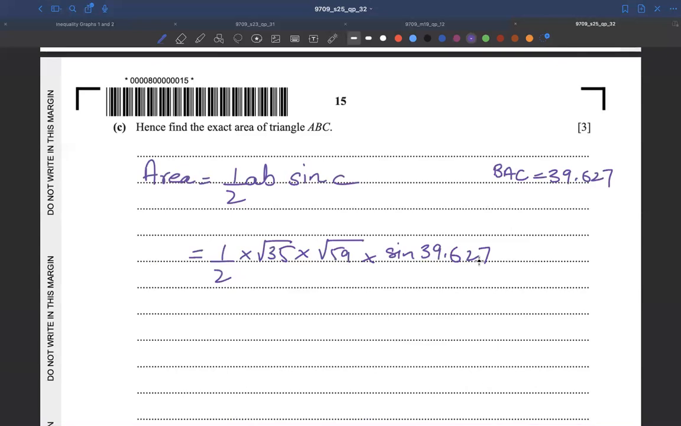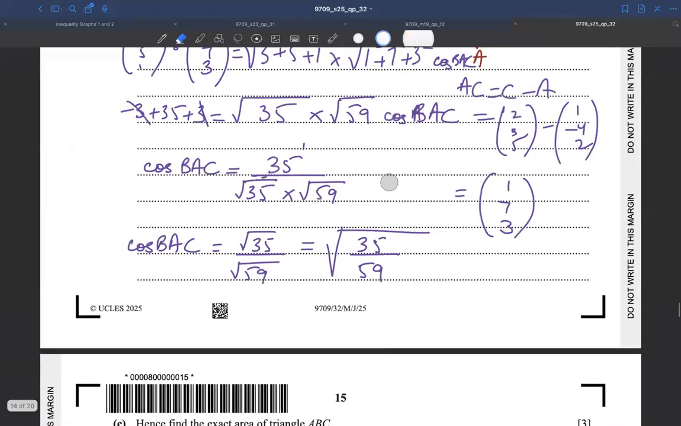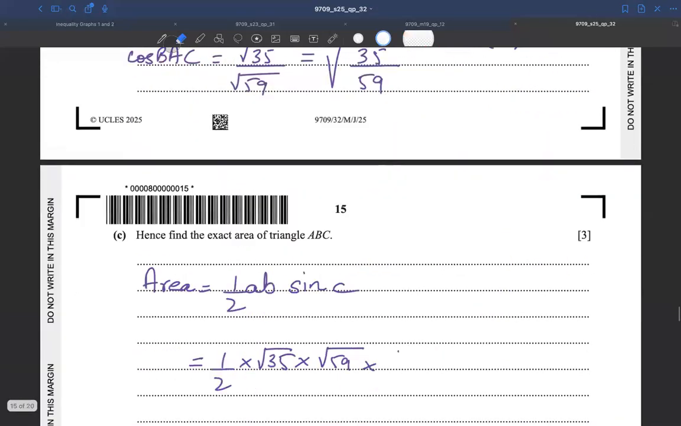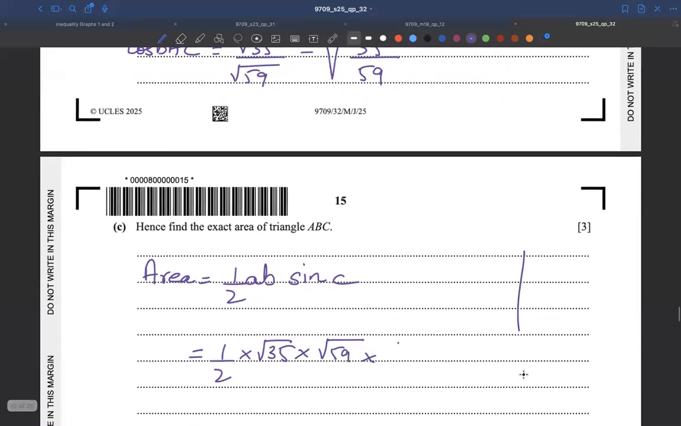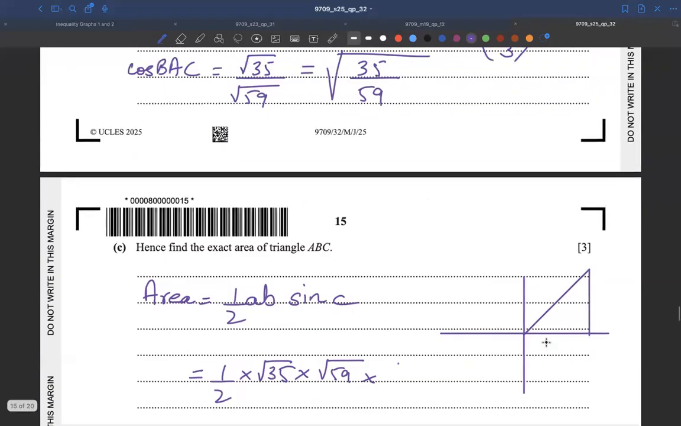However, in the question it says find the exact area of the triangle ABC. So we will use a different method now. Now in place of this angle over here, we know cos BAC is root 35 upon 59. So what we'll try and do is find a term for sine. So let's make it in the first quadrant. Cos is adjacent over hypotenuse. So adjacent would be root 35 and hypotenuse would be root 59. Oh, sorry, so this is not hypotenuse. This will be the hypotenuse.